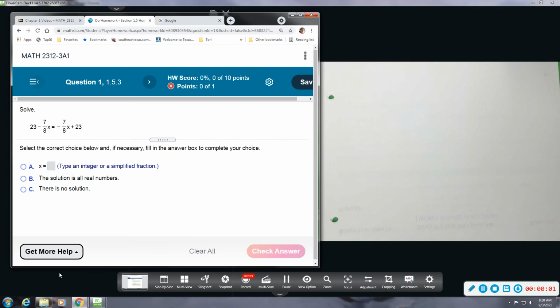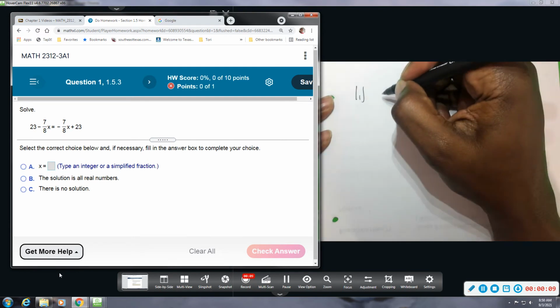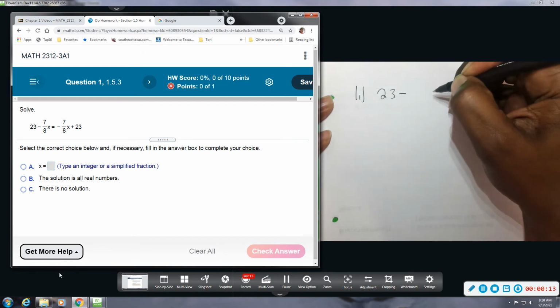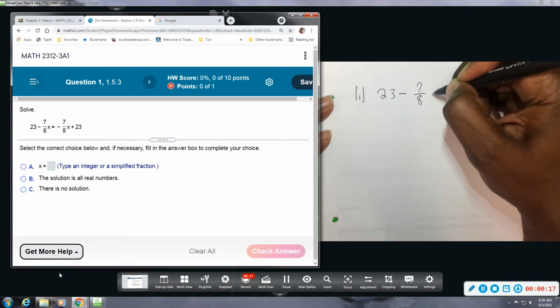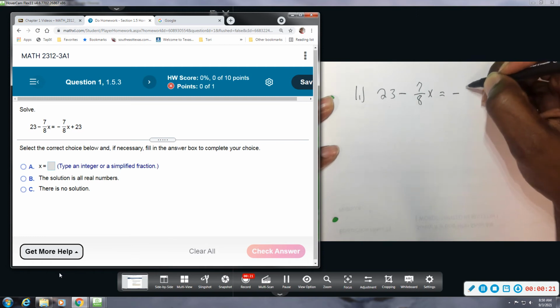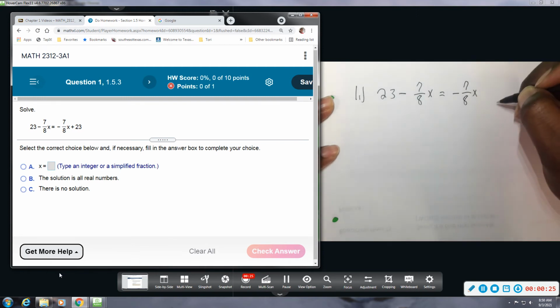All right, this is section 1.5, number 1. We're going to be solving linear equations. Okay, so our first question, we have 23 minus 7/8x equals negative 7/8x plus 23.